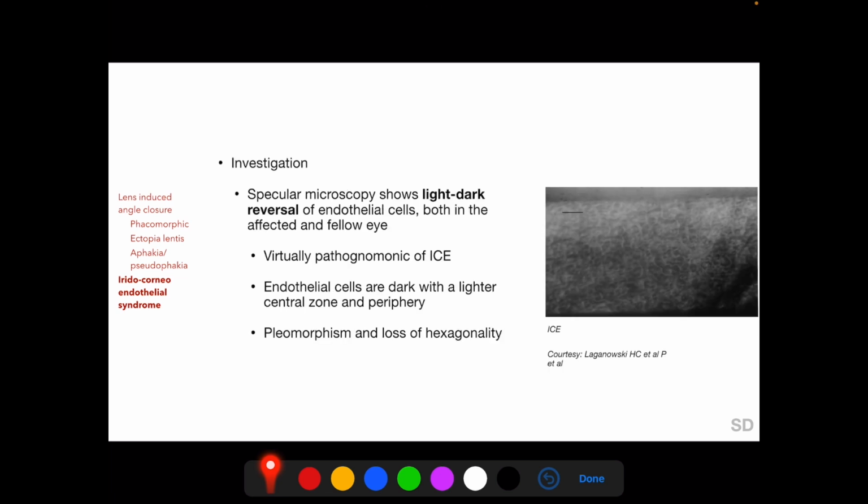Specular microscopy in patients with ICE syndrome characteristically shows light-dark reversal of the corneal endothelial cells, and this is present both in the clinically affected eye as well as the subclinically affected fellow eye, and this is virtually pathognomonic of ICE syndrome, which is important to remember. And when corneal edema in the affected eye precludes specular microscopy, this light-dark reversal feature of endothelial cells in the fellow eye enables us to make the diagnosis of ICE syndrome. On specular microscopy, normal endothelial cells are lighter than their darker borders, but in ICE syndrome, the endothelial cells are darker than their periphery, as seen in this specular microphotograph.